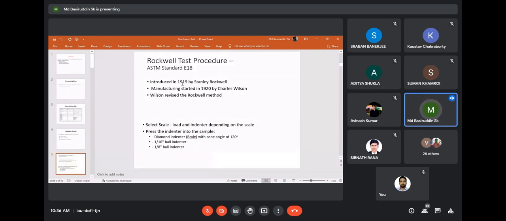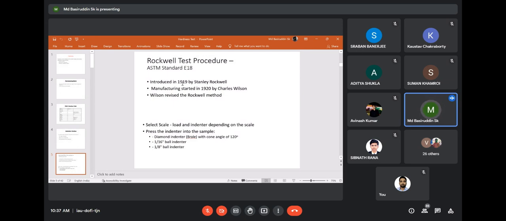They have recommended using two different indenters, one a steel indenter and one a diamond indenter, and there is a purpose. Different materials have different hardness values. If you have a very hard material, then we cannot use the steel ball indenter, because during indentation or while applying the load, the steel ball will come into contact with the sample surface, but before indenting your sample, your indenter will deform, and then you will not be able to measure the hardness properly. That is why Stanley Rockwell recommended the other indenter, the diamond indenter, which is very hard.